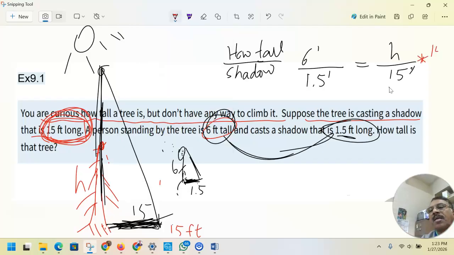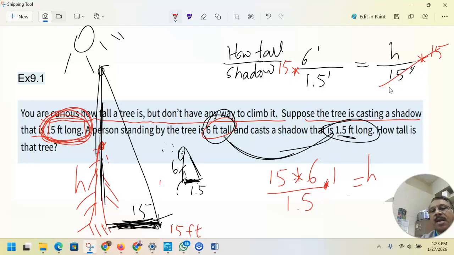So all you do is cross multiply. You multiply 15 on both sides, and you get h equals 15 times 6 over 1.5. Without a calculator, we can multiply by 10 on top and bottom. So this will be 15 times 6 over 15. 10 times 6 is 60, and the decimal shifts one place, giving 15. The 15 and 15 cross out and you get 6. So you get 60 feet height.